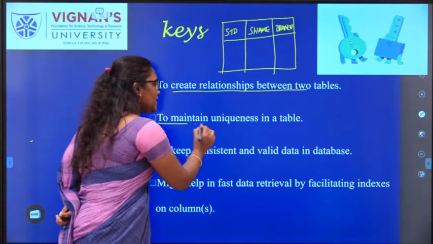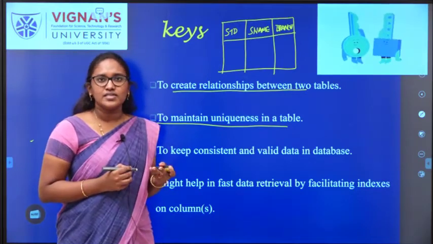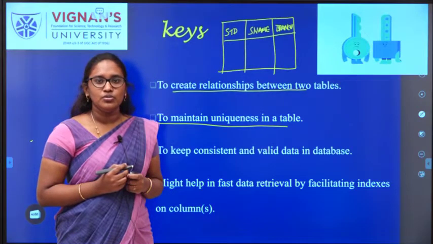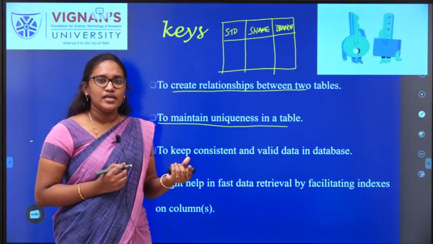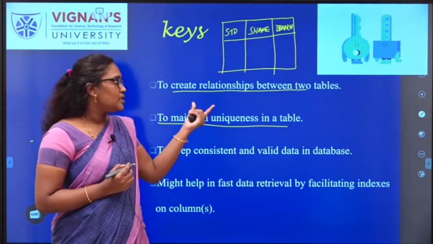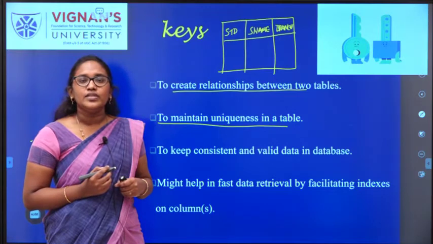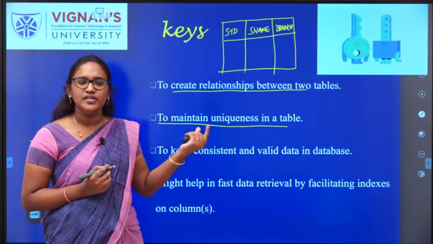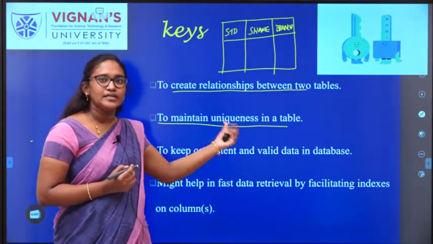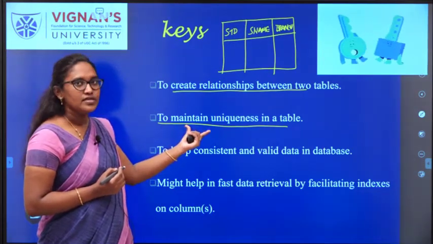Second one, to maintain the uniqueness in a table. What is the meaning of uniqueness? You have already seen file system versus database, right? In a file system, if you want to extract something, you have to search for the particular document. But in relational tables or databases, you extract the data with the help of a unique command called a key. That means by writing one particular command, you are extracting the data from a table.